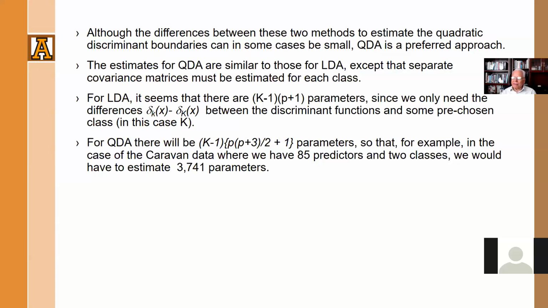So in the case of the Karam data that we will work with later, we have 85 predictors in 2 classes. With 85 predictors and 2 classes, we would need to estimate roughly 3,700 parameters. That's in fact not too heavy a burden with the computing power we have now, but still it's more than the linear discriminant analysis. It's heavier than the linear discriminant analysis.